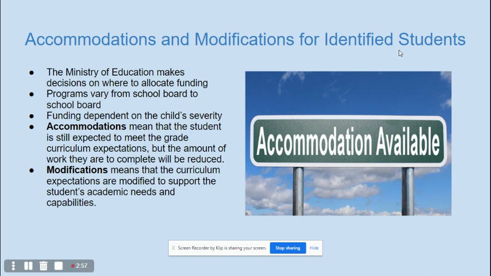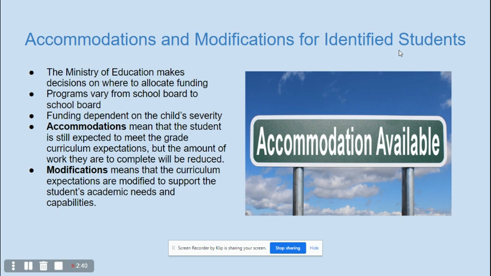Further research came up through the accommodations and modifications for identified students. The Ministry of Education makes the decisions on where to allocate funding. Programs will vary from school board to school board. The funding is dependent on the child's severity.